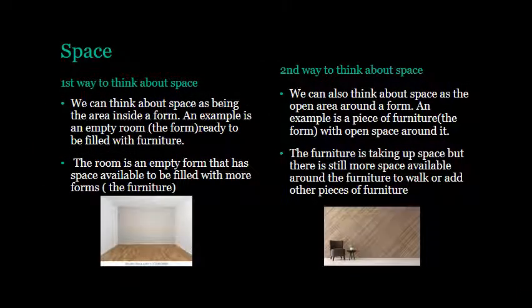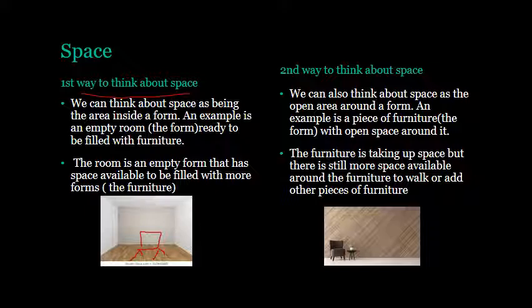Space is the next element of design, and there's 2 ways we can think about space. So the first way to think about space, we can think of the space as being the area inside of a form. So an example of this is when we have an empty room. The empty room itself is the form, and now we could put something else into it. So in an empty room, we could load some furniture into it. So it has space available to be filled up by the furniture. So if I were to put a chair into my empty room, now we've got some furniture in there. We filled the space. The second way to think about space is we can think about space as the open area around a form.